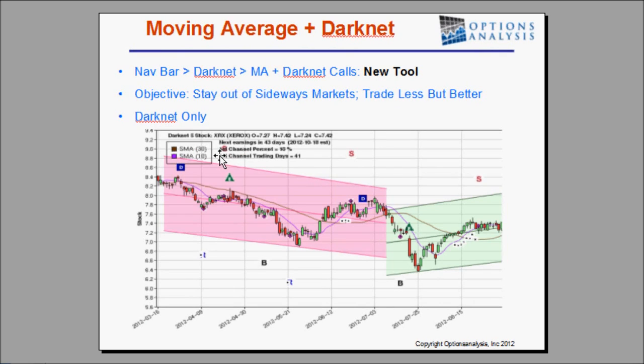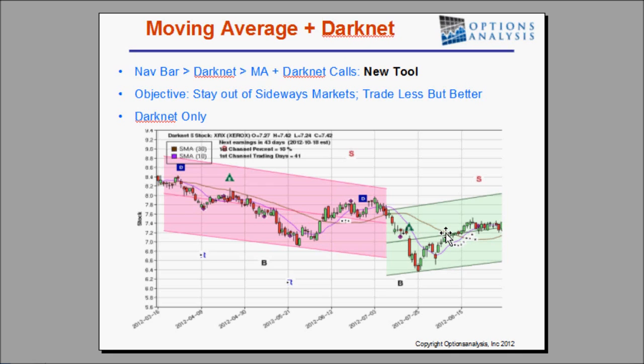This is Darknet by itself. Notice that we picked up on this buy at the bottom over here and the sell that happened over here. But for this particular sequence that happened, we got in too early with the buy signal here. Then we got out over here and really didn't make much of a profit on either of those two signals.